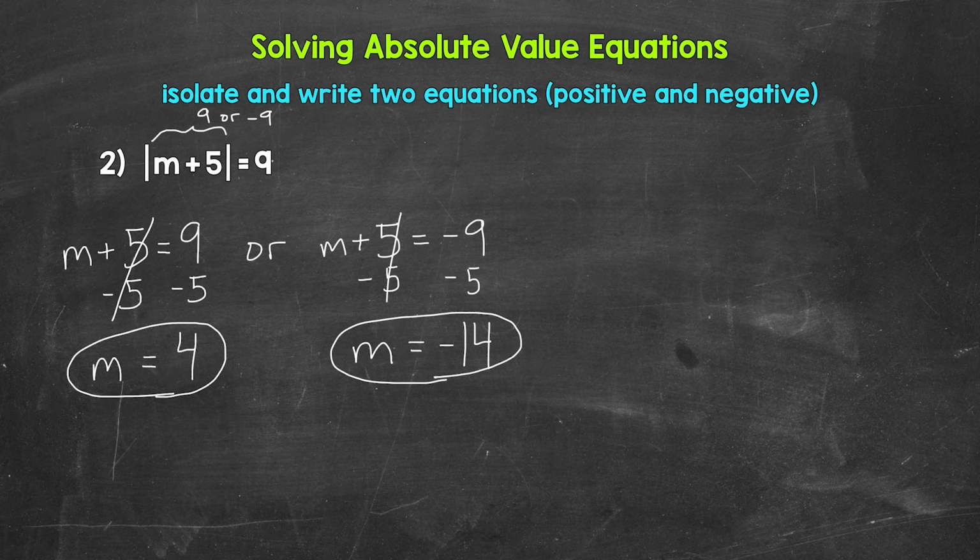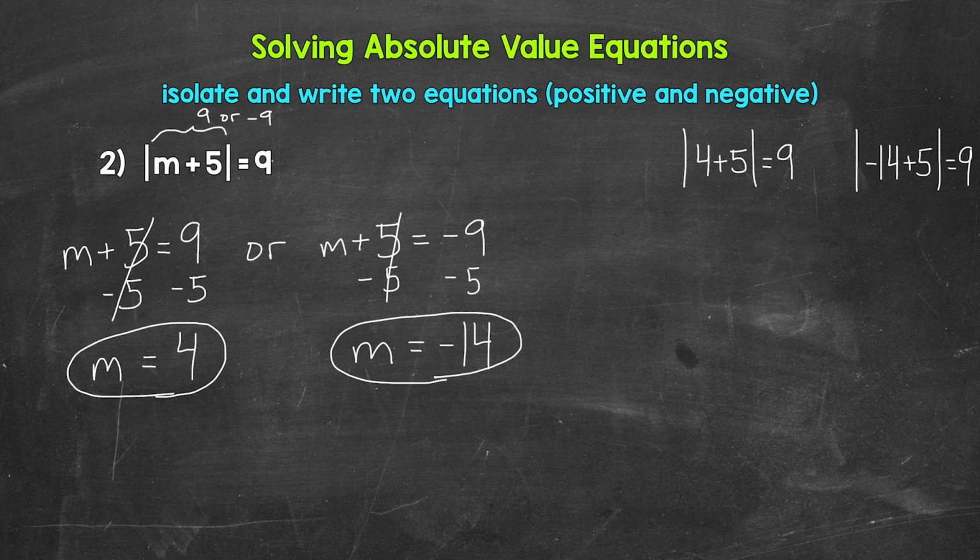Let's check these solutions by plugging them in for m. So we will start with the absolute value of 4 plus 5 equals 9. And then we have the absolute value of -14 plus 5 equals 9.